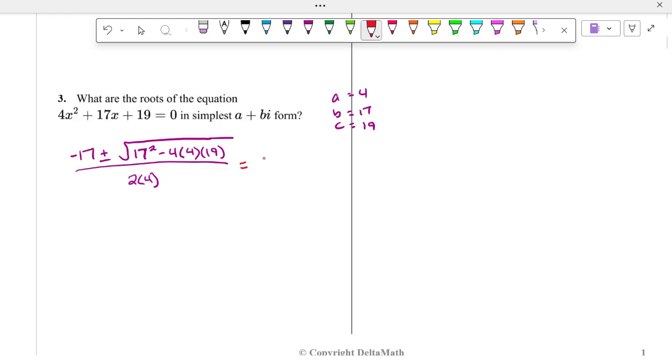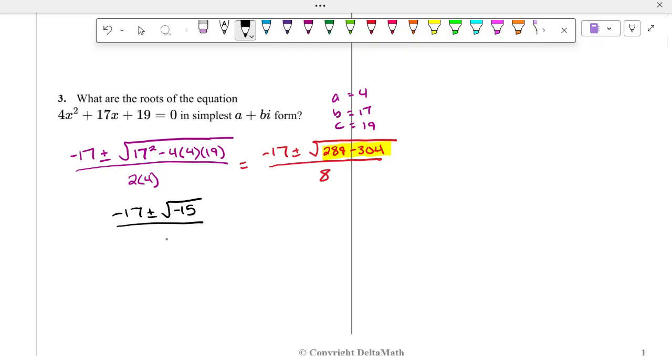Now, if I do some simplifying, this is negative 17 plus or minus the square root. What's 17 squared? 289. And then what's negative 4 times 19? So in other words, negative 16 times 19. Someone, on their calculator, do negative 16 times 19. Negative 304. All over 8. So we need to simplify still what's under the radical. So what is, good, negative 15, all over 8.